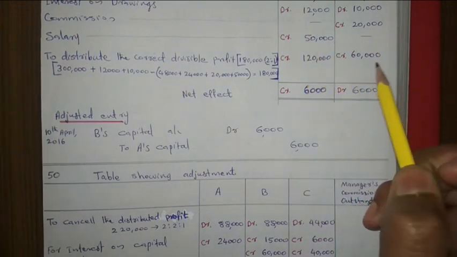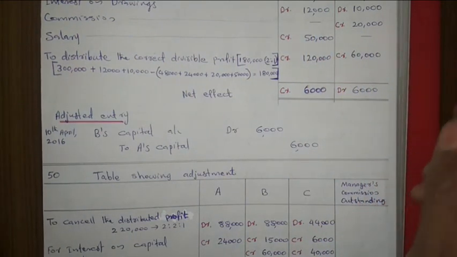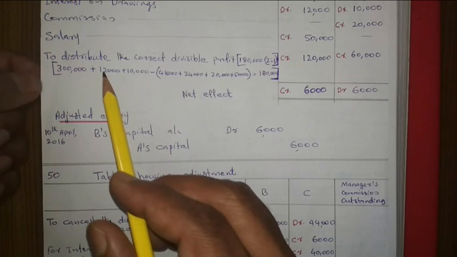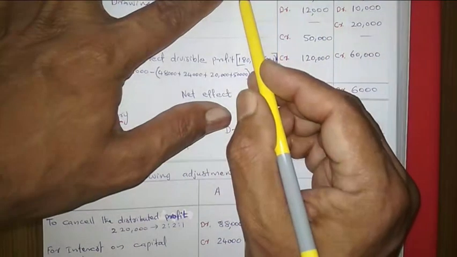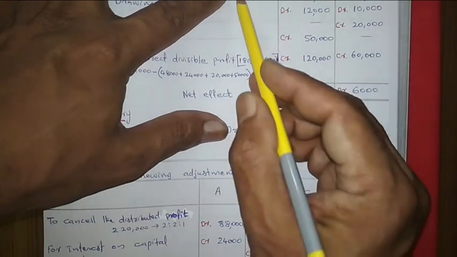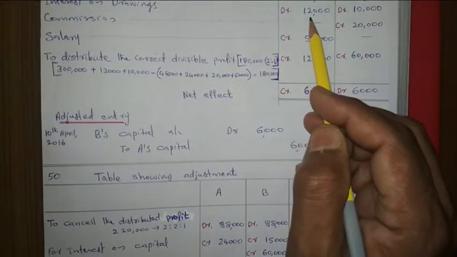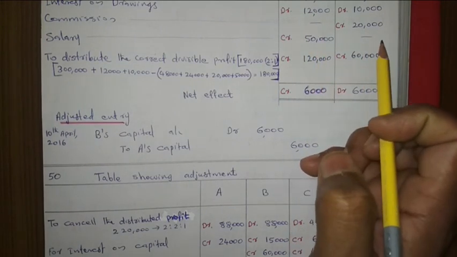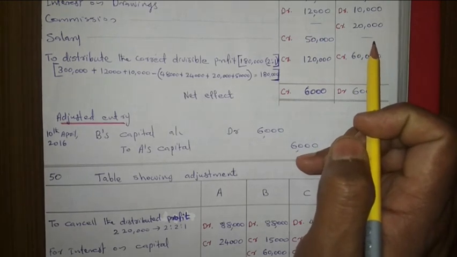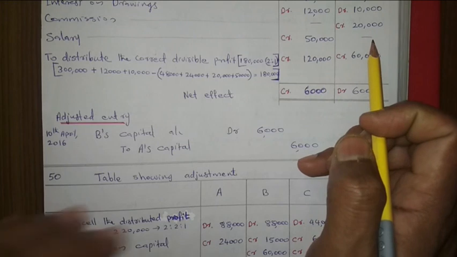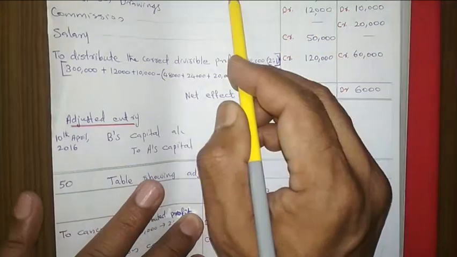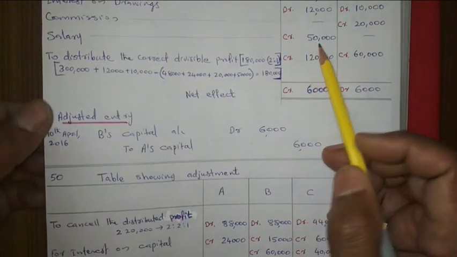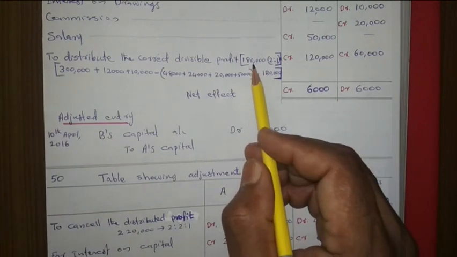Now we have to find out the divisible profit. The profit already distributed, 3 lakh, we cancelled. Then we can find the divisible profit. For finding the divisible profit, this 3 lakh is the net profit. To the net profit we add interest on drawing. In the appropriation account, items on the credit side we add, and items on the debit side we subtract. We already prepared the appropriation account, so remember it once again. So we add interest on drawing to this 3 lakh, and deduct interest on capital, commission and salary. Then we get 1,80,000 as the divisible profit.